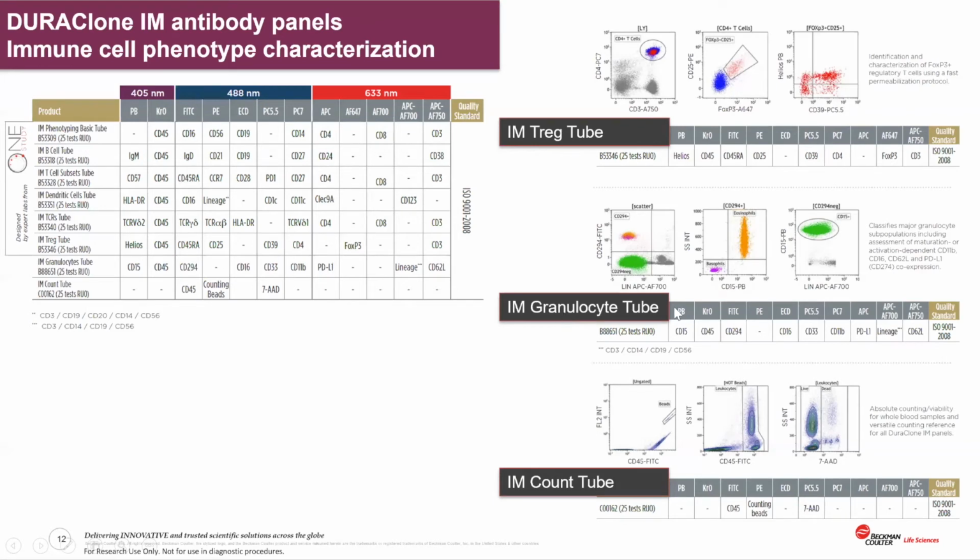Likewise, in terms of the granulocyte tubes, this is your base panel, and depending on the configuration of your flow cytometer, you can add additional antibodies as drop-ins to additionally analyze cells of interest.